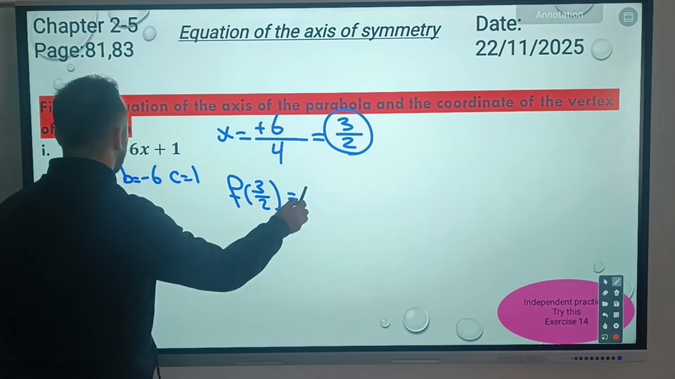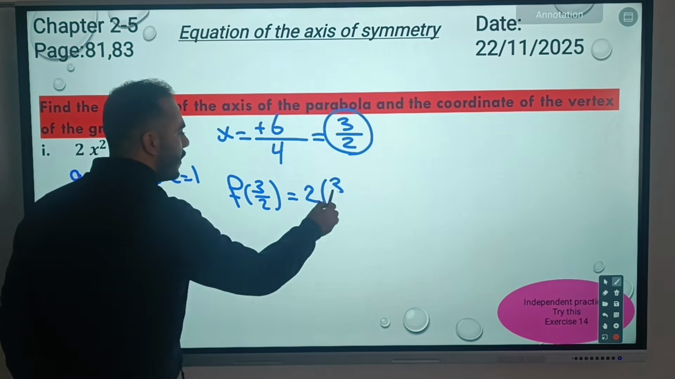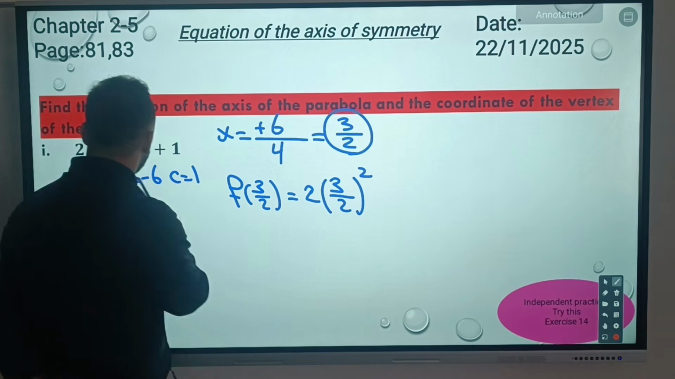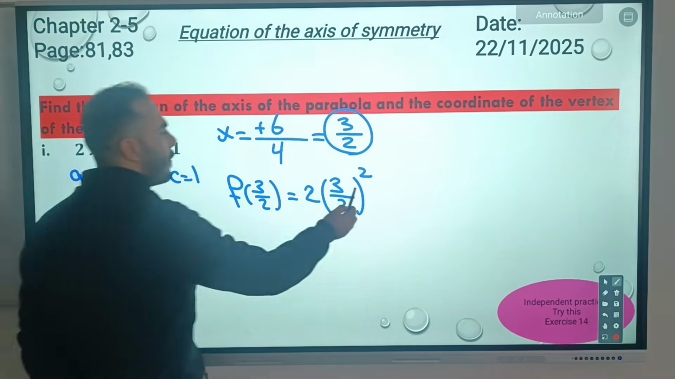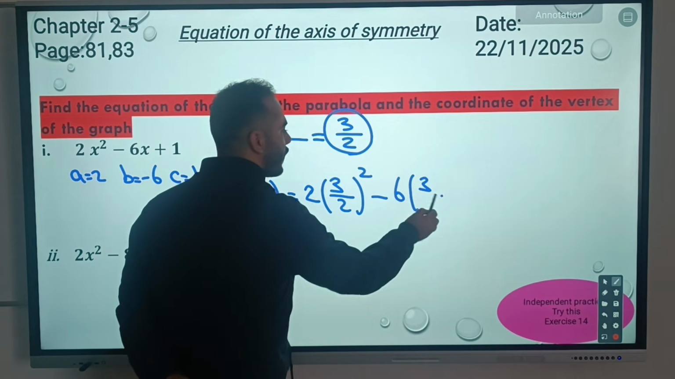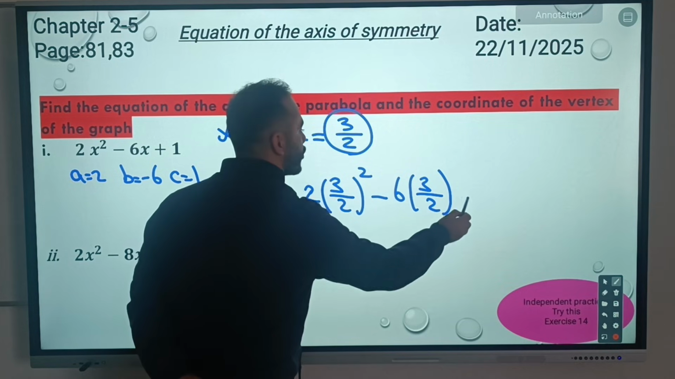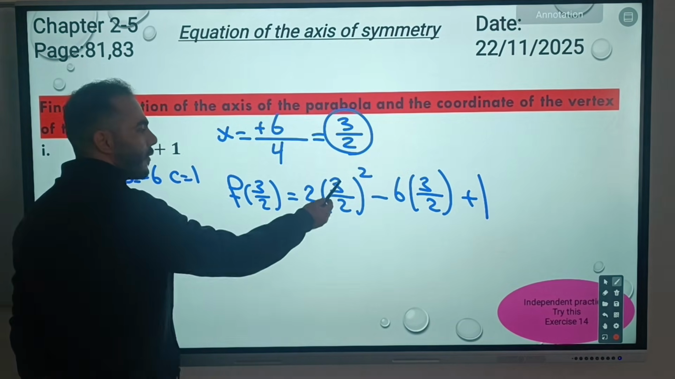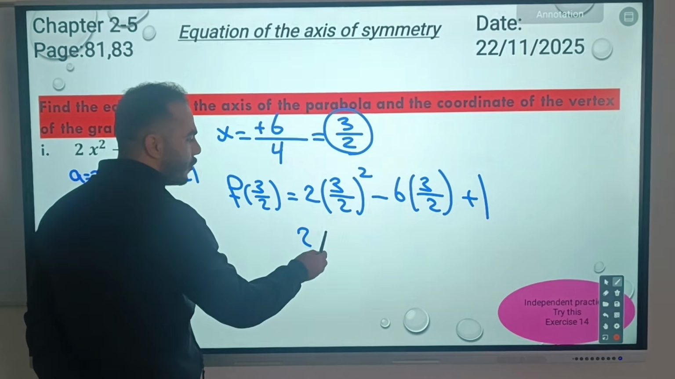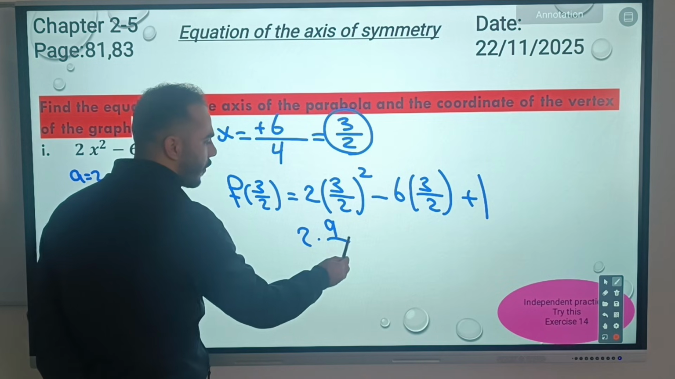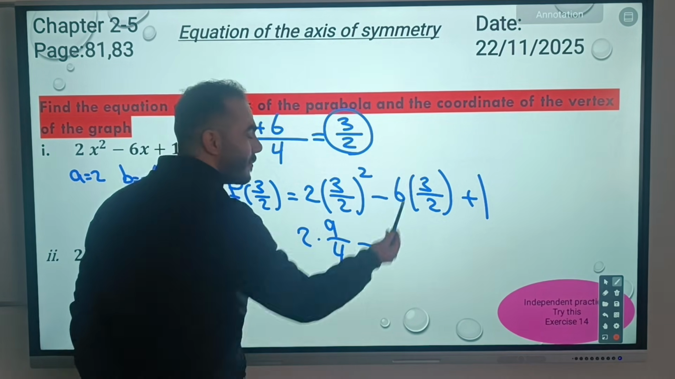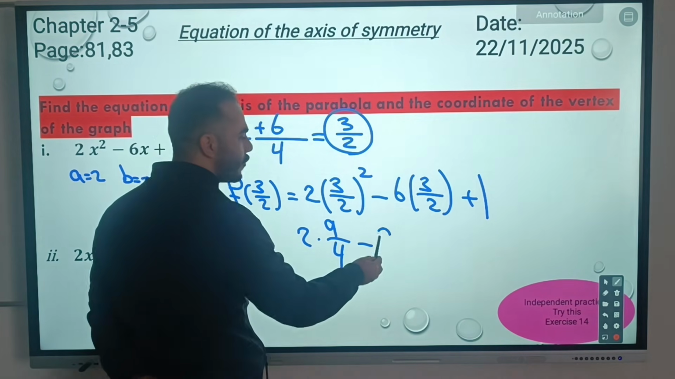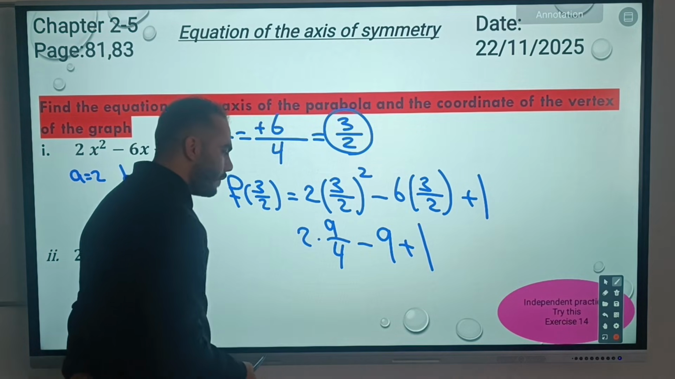And the vertex would become f of 3 over 2 equals 2 times 3 over 2 powered by 2, I substituted here, minus 6 times 3 over 2 plus 1. Perfect. So 3 over 2 powered by 2, it's equal to 9 over 4. Minus 6 times 3, 18, divided by 2, it's equal to 9, plus 1.